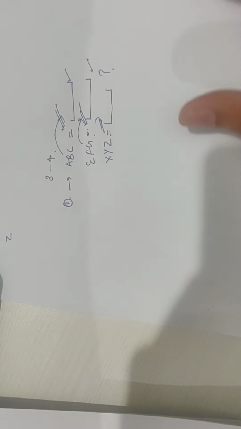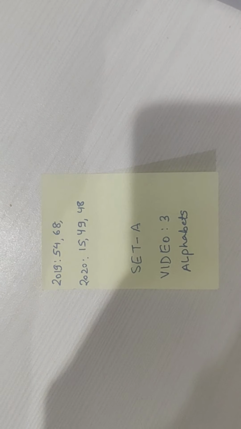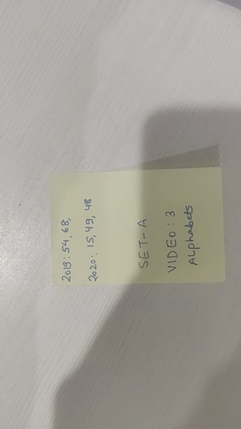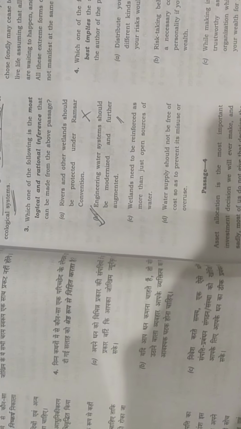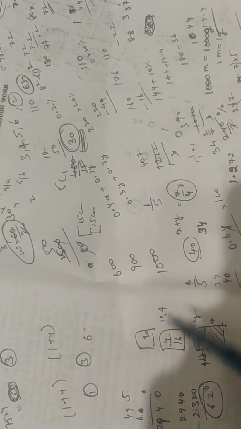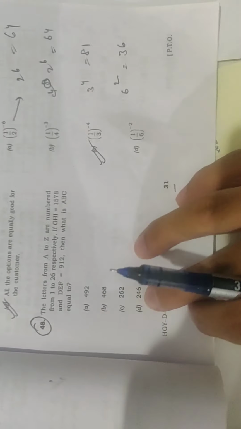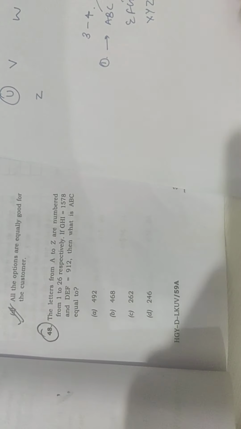This year there was a question. Fine. These are the questions that were from this alphabet topic in 2019 and 2020. Okay, so we'll be solving a question on this concept, ABC. Let me see the question paper I have with me, it is 2020 set A. There was a question. Let me see, it is 15, 49, 48. Here it is. See, I could not attempt this question in the exam. I'll try to do it here.